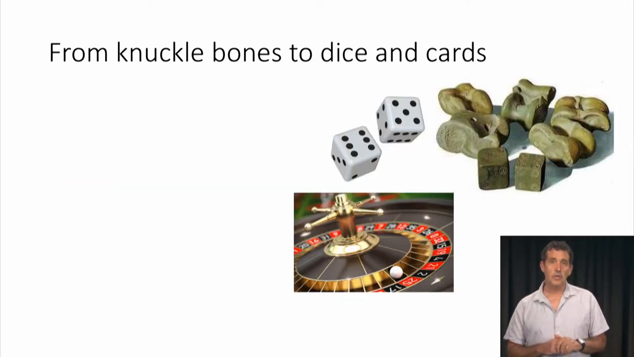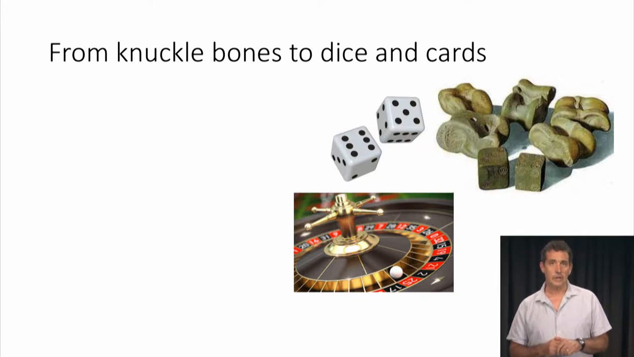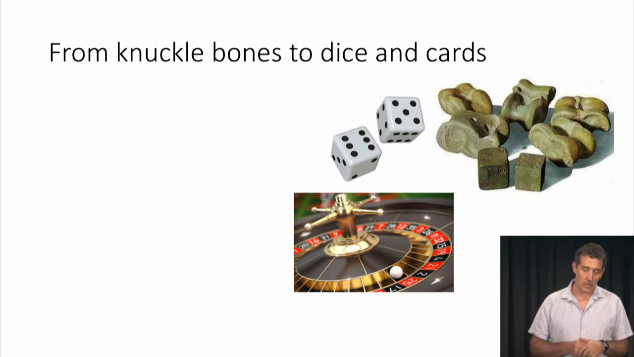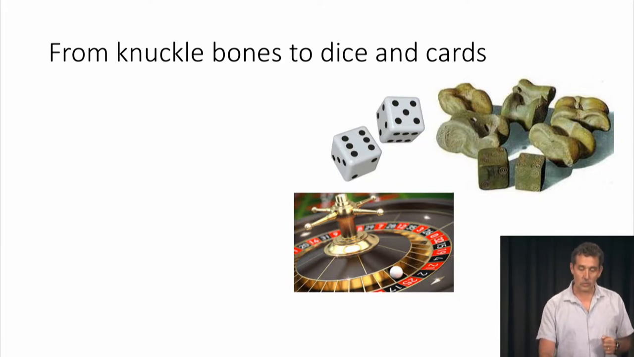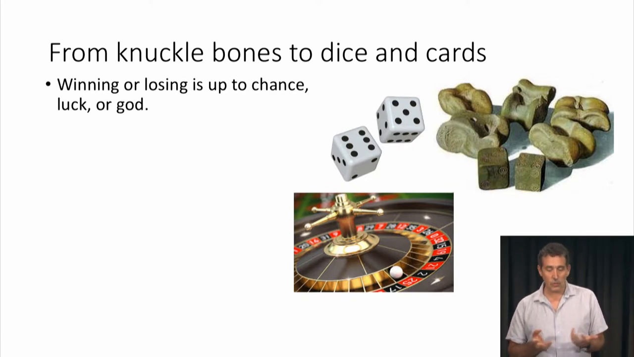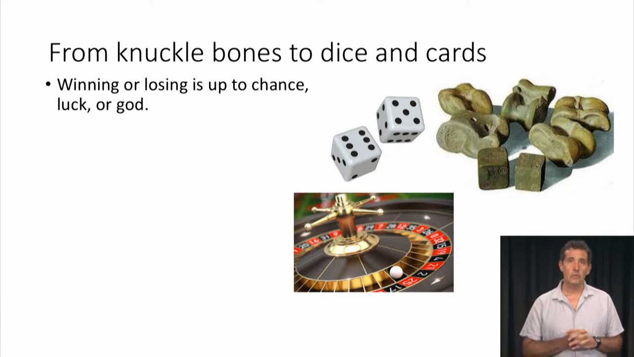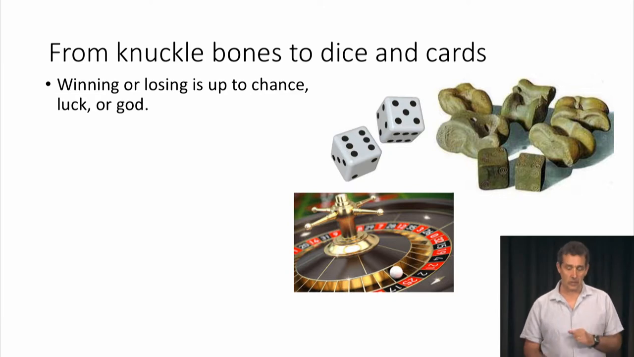So of course, today we have many different types of games of chance. We have dice, we have the roulette, we have cards, we have coins that we flip. And in general, before any probability was known, this was kind of seen as a way to check your luck or to see what God is trying to tell you.